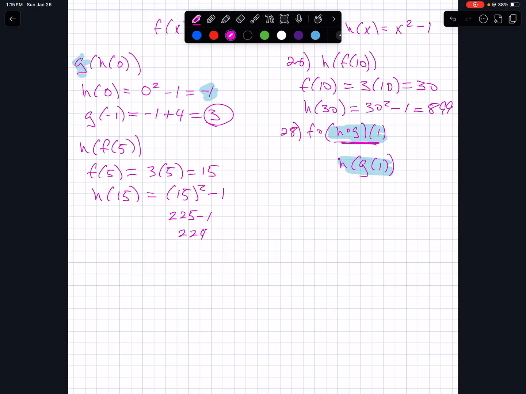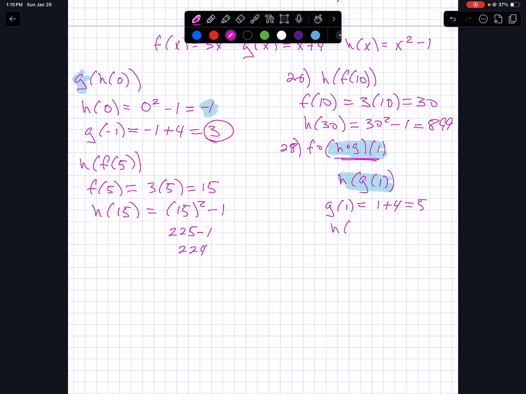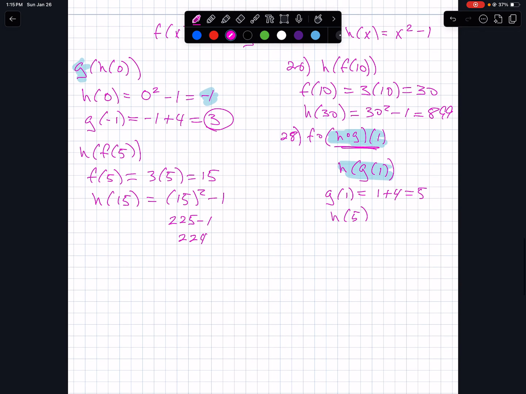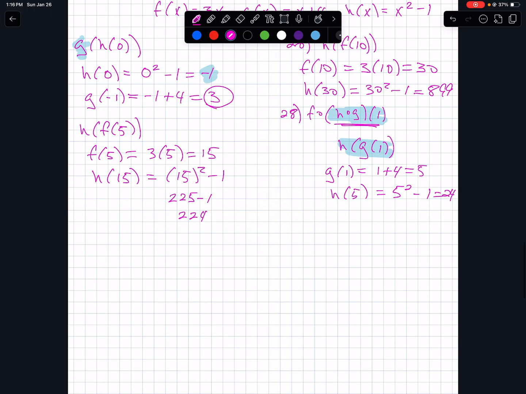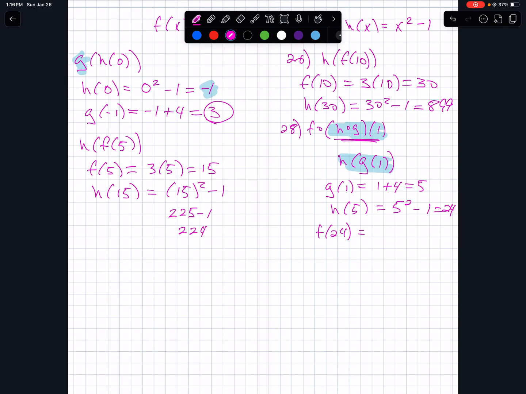So we plug in 1 for g. g of 1 equals 1 plus 4, which is 5. And then h of 5 is 5 squared minus 1, which is 24. So that's what we got for that whole inner piece. Now we do f of 24, which is just 3 times 24, which is 72.